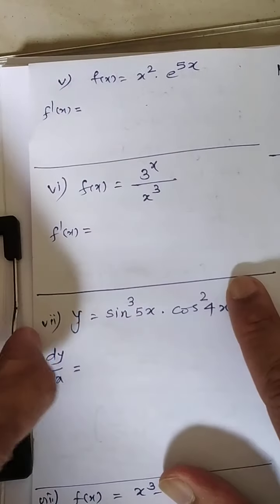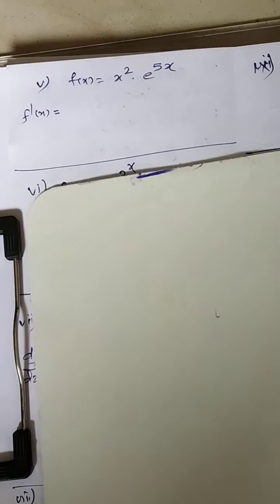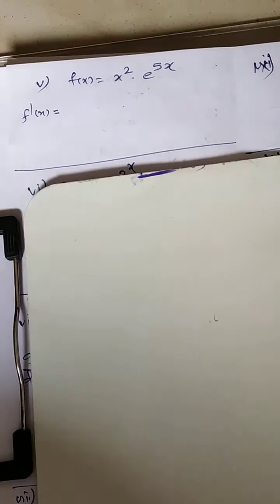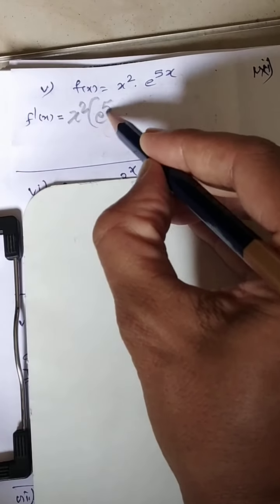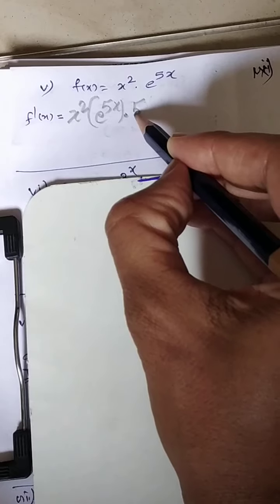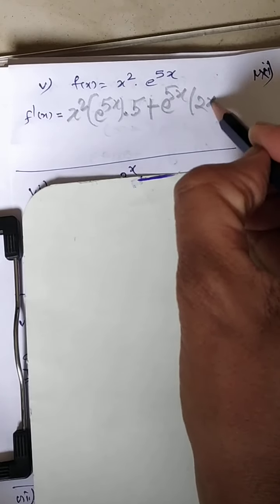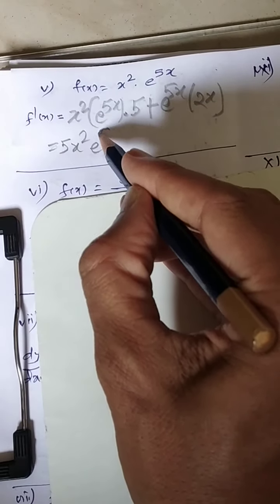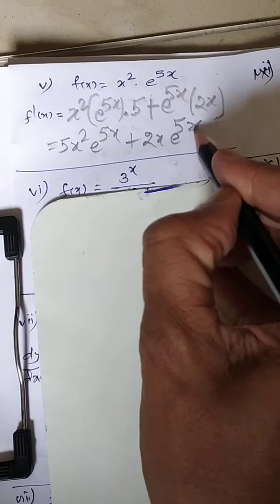Let us look at this set of questions. First question is x square into e raised to power 5x. It's nothing but product rule. So x square as it is here, e raised to power 5x into 5 plus e raised to power 5x as it is over here 2x. Simplify: 5x square e raised to power 5x plus 2x e raised to power 5x.